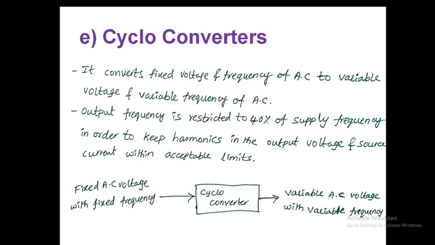The output frequency is restricted to 40% of the supply frequency, in order to keep the harmonics in the output voltage and the source current within acceptable limits. To keep the harmonics within acceptable limits, we need to go for a certain ratio of frequency control only, that is, it is restricted to 40% of the supply frequency only.